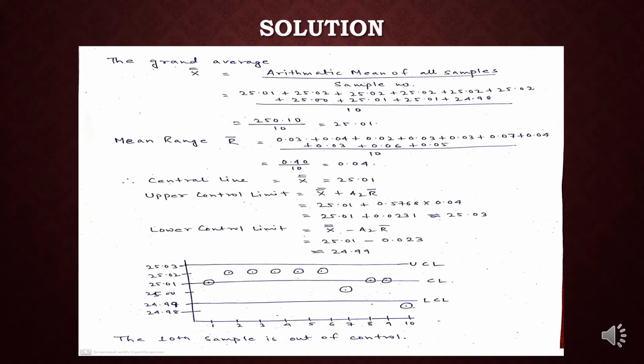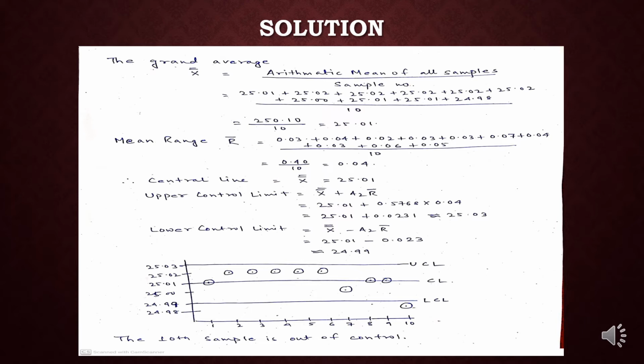Moving on with the solution, now we need to find the grand average. What is the grand average? The mean of all the means. As I was saying, the formula for x double bar is the sum of the arithmetic means of all the samples divided by the number of samples. As we found in the previous slide the arithmetic mean of all the samples, I'll put up all the values here, add them, and divide that total of 250.10 by the number of samples, that is 10.